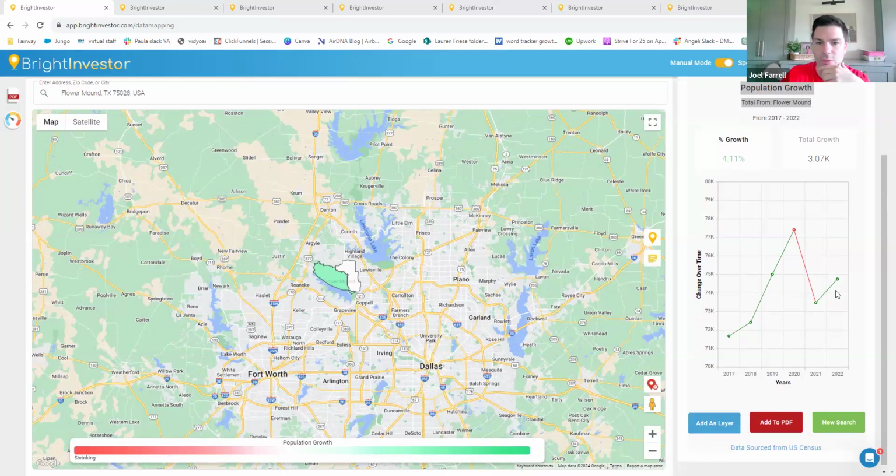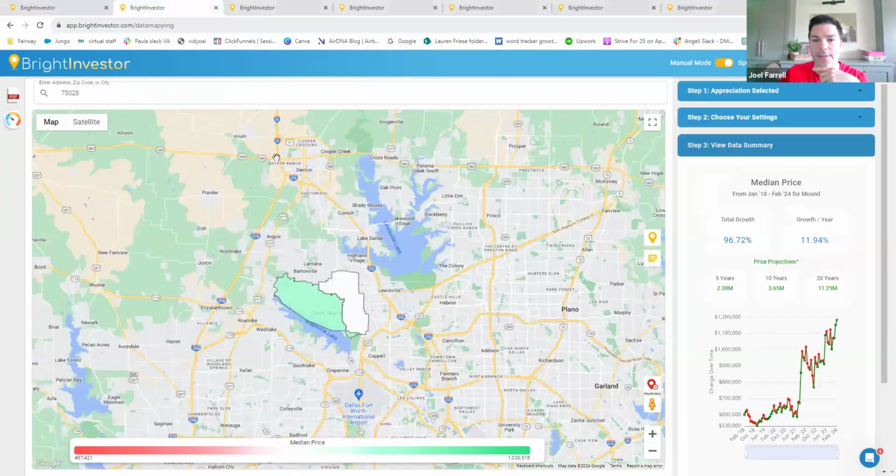So cool. That's just one data point. We'll come back to that in a second. The second is, and you can see this is right next to Grapevine Lake, which is a nice area. Median home price is continuing to grow, 11% over the year. It also gives price projections down here, 5, 10, 20. And you can see the massive price increase during the COVID time period.